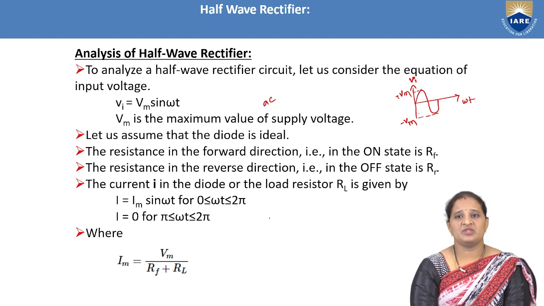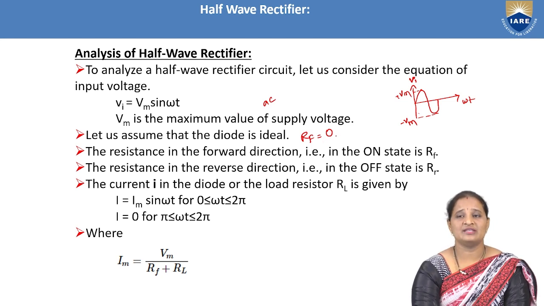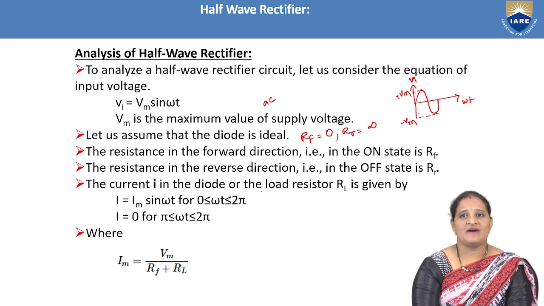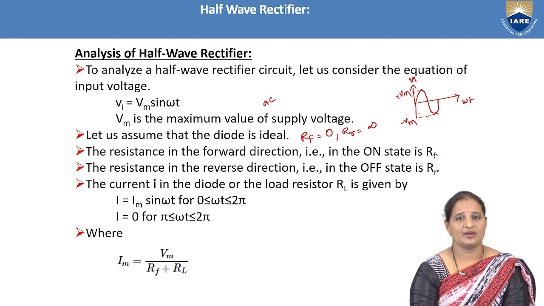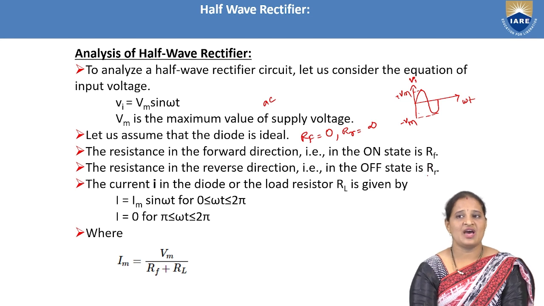Now let us assume the diode as ideal. If it is ideal, then we can consider that RF is equal to 0. That means the forward resistance offered by the diode is 0 and the reverse resistance offered by the diode is infinite. Let the forward resistance of the diode be RF when the diode is on. This is offered only when the diode is on, and this happens during the positive half cycle of input. And the reverse resistance is represented with RR, which is offered by the diode when it is reverse biased.